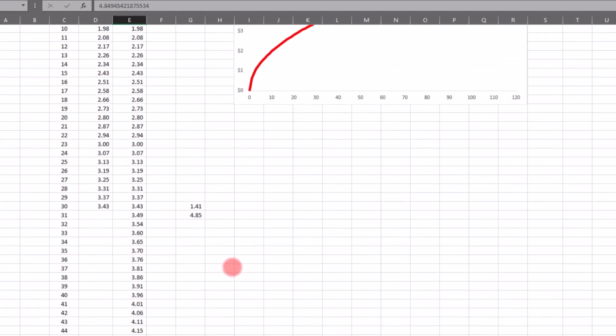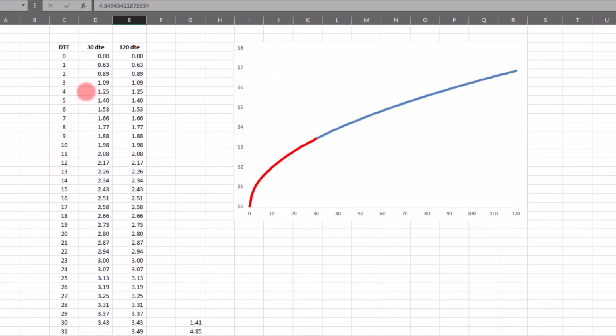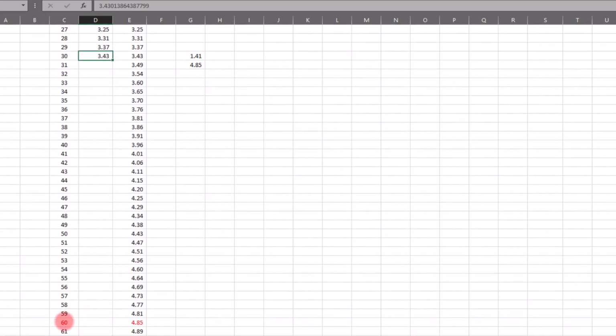So now think about this. You're sitting here with a 30-day option, and you're thinking, if I hold it till expiration and it goes to zero, I'm going to lose $3.43. But what if I roll it out? What if I bought this 60-day option and I paid $4.85? And then 30 days later, I could sell it for $3.43. How much would I lose? Well, it would be $1.41. You would have to pay $1.41 in order to lose $1.41.